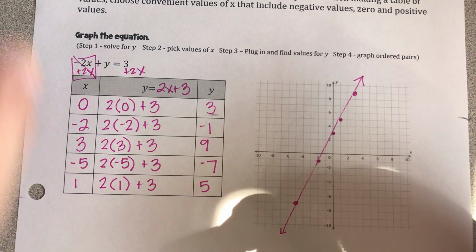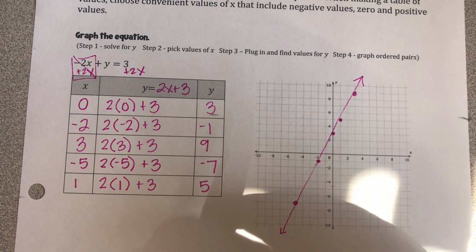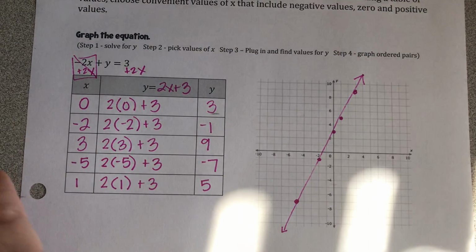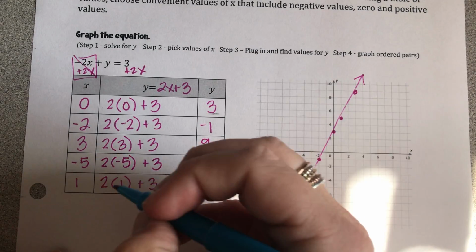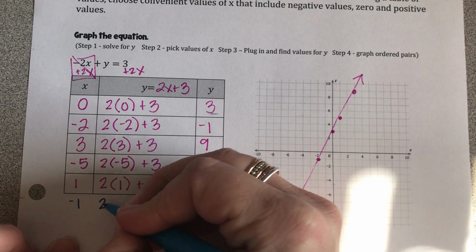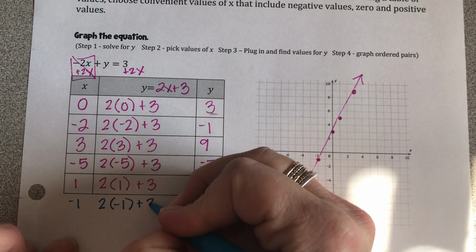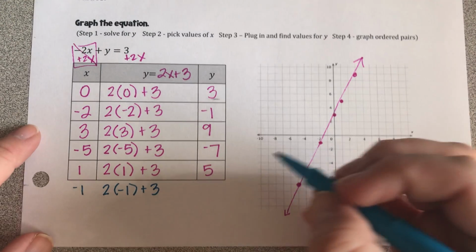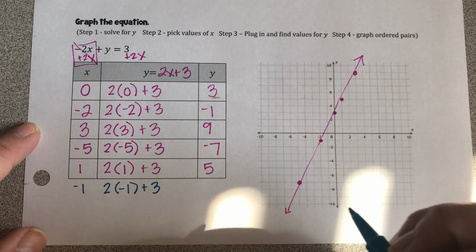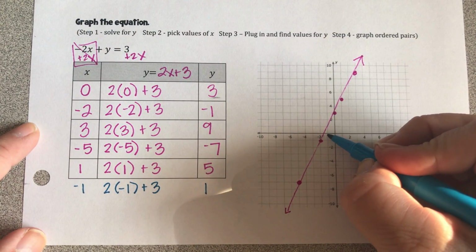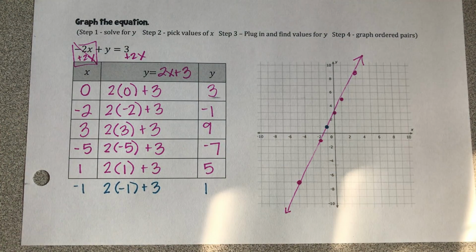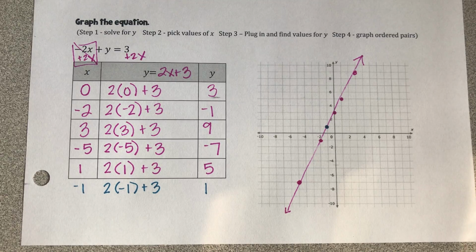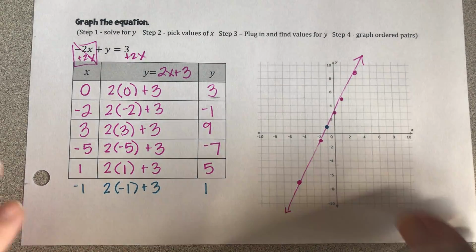Okay, and you guys can all pick different points, right? We're not all going to pick the same points every time. So let's just say that you had picked negative 1. 2 times negative 1 is negative 2. Negative 2 plus 3 is positive 1. So look, (negative 1, 1). That point is still on our line, right? So even if we all picked different x values, we should still end up with the exact same line.